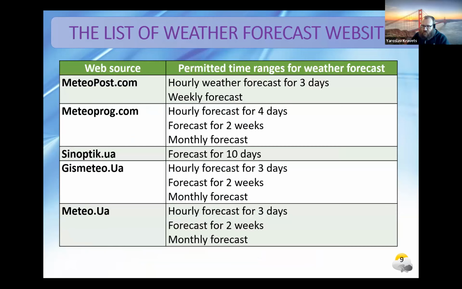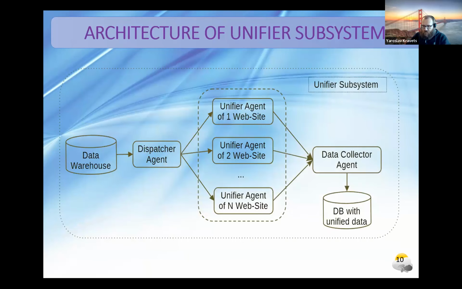The crawler agent has found the appropriate set of weather sites presented in this table. The list of supported weather forecast sites is presented in the left column. As we can see, each weather provider contains a different time interval for weather forecast, so it's impossible to use non-unified data for one selected mathematical model. The stored information has to be prepared using the unification subsystem, which you can see on this slide.